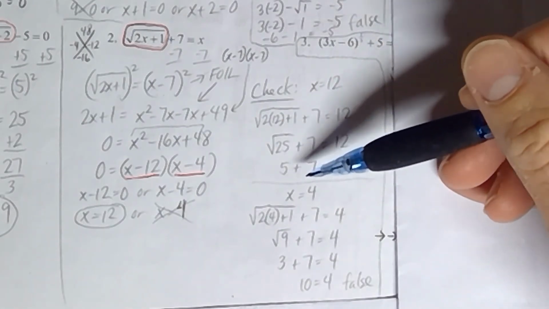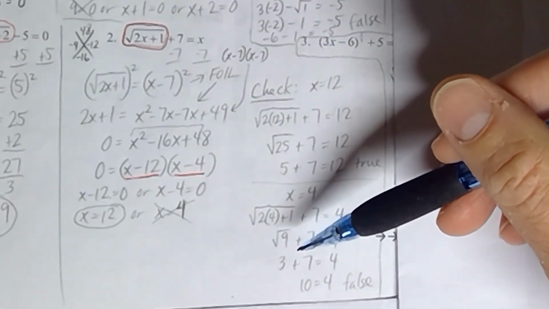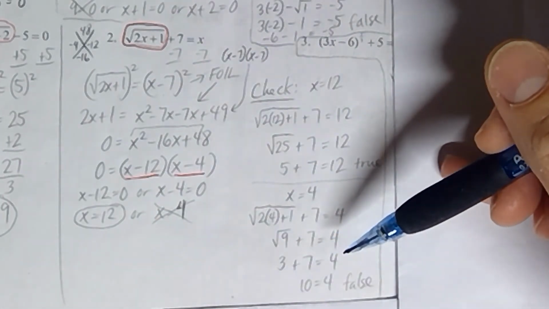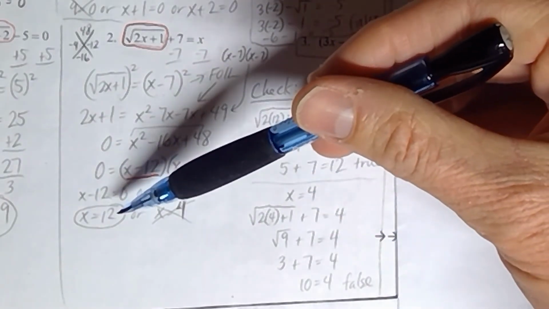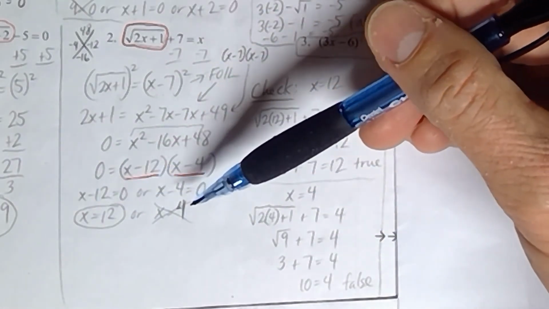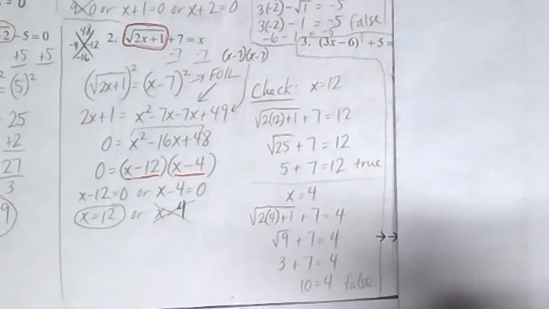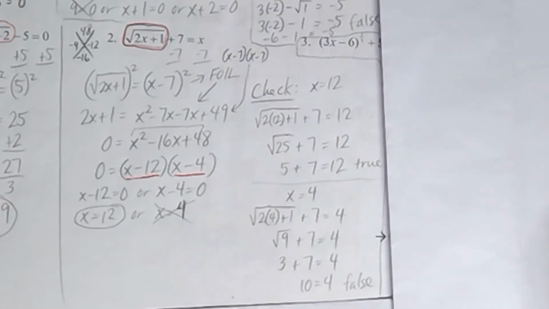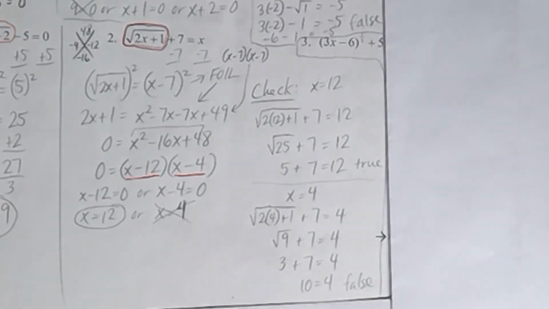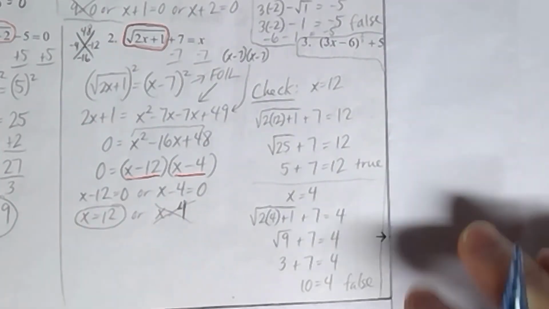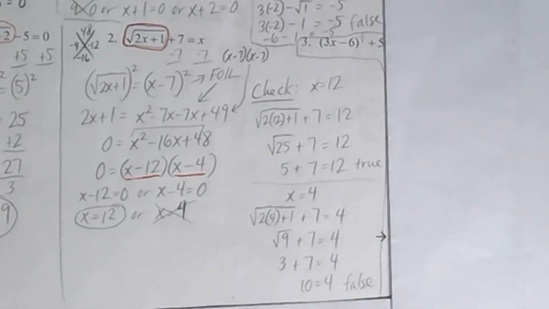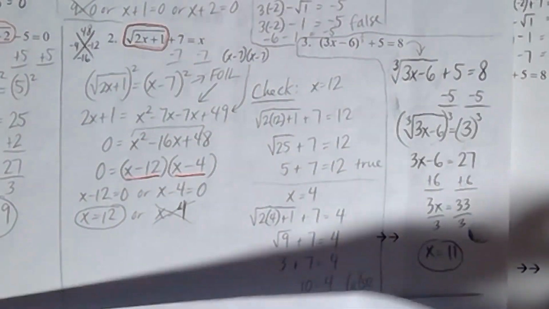But x equal to 4, when I checked it down here, I got 3 plus 7 equal to 4, which we know obviously is false. And so, therefore, I circled the one that was true, and I crossed out the one that was false. Now, this doesn't mean that you're always going to get one good one and one bad one. Sometimes they're both good. It's just that that's how it worked out here in problem number 2, and also the problem right above it, problem B. So you cross out the bad and you circle the good. And again, it's so important to remember to check your answers.